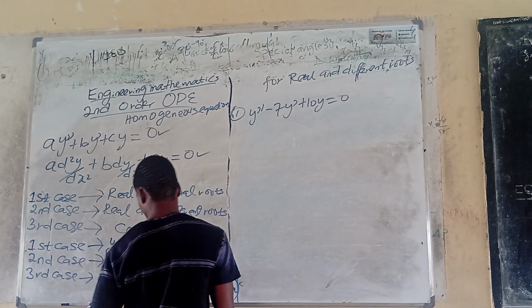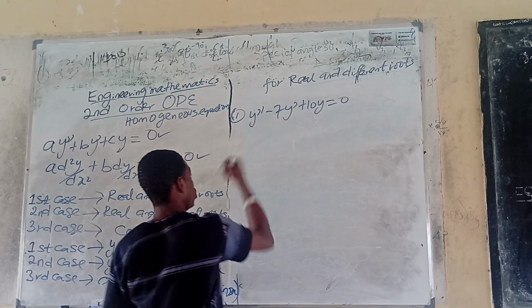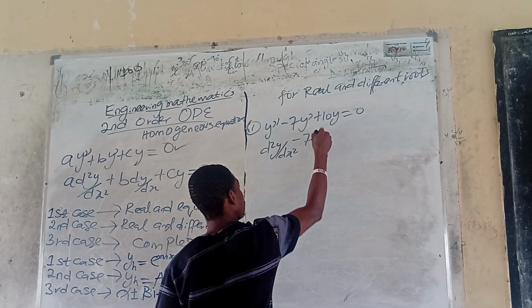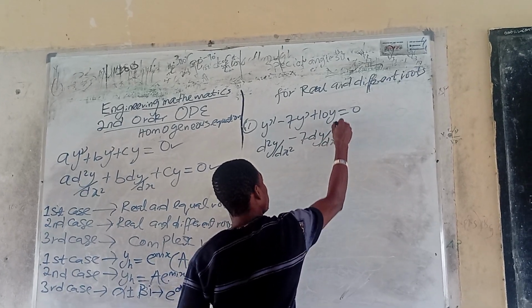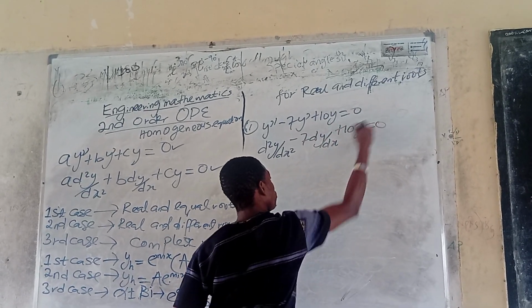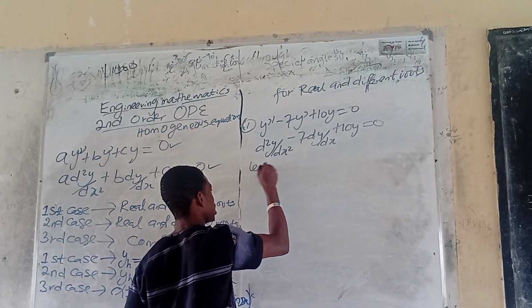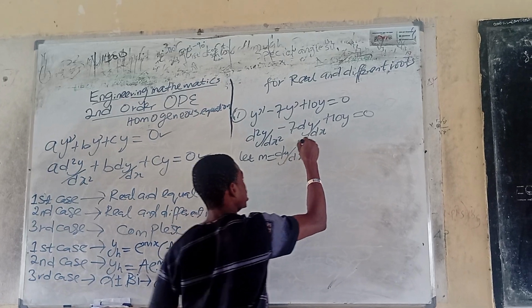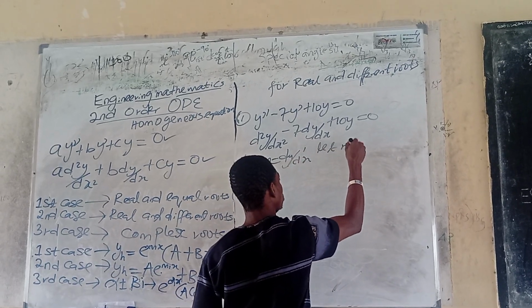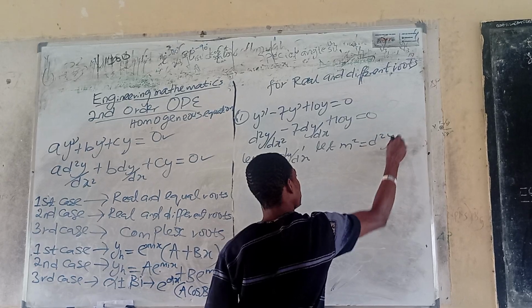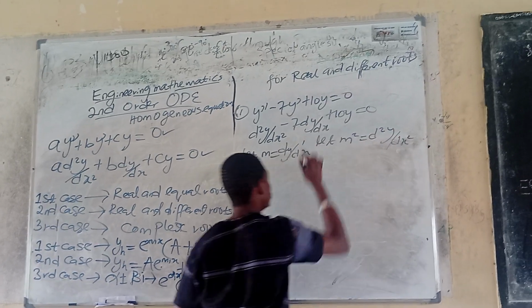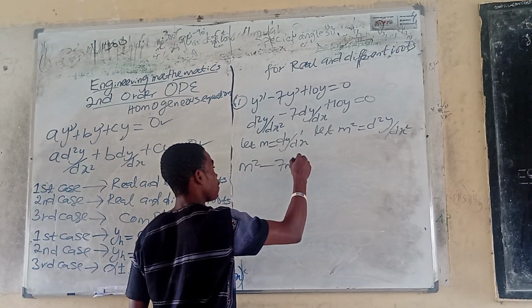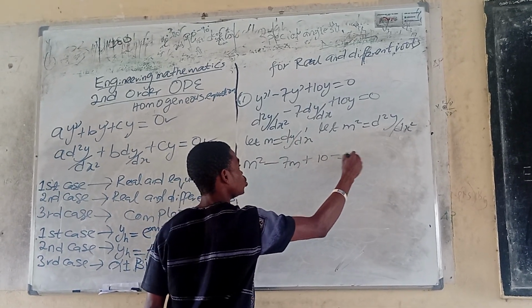So what's the next step? You can change this to the normal form. The d²y over dx² minus 7 dy over dx plus 10y equals 0. Now let m equal dy over dx, and let m squared equal d²y over dx². Just substitute it inside. So that will be m squared minus 7m plus 10 equals 0.